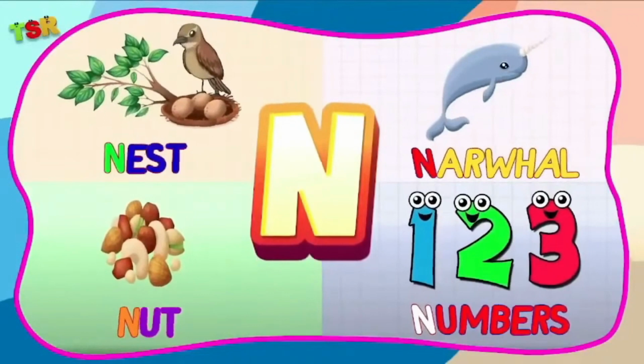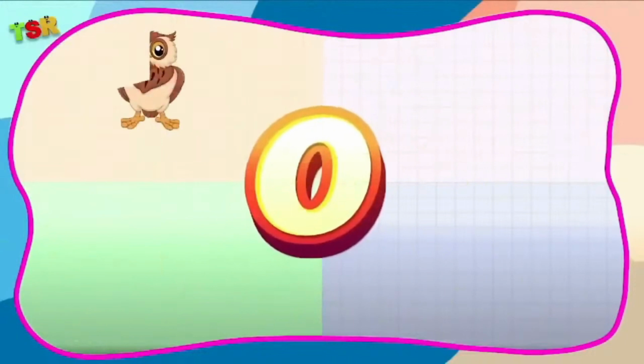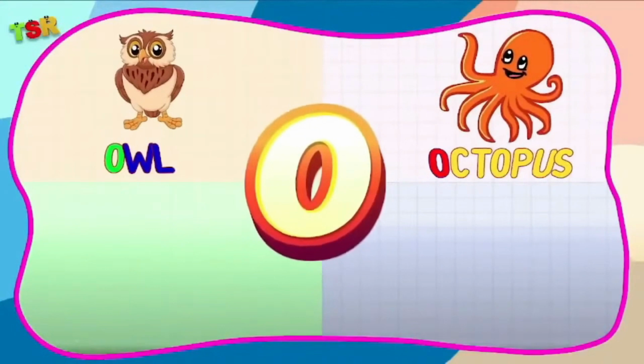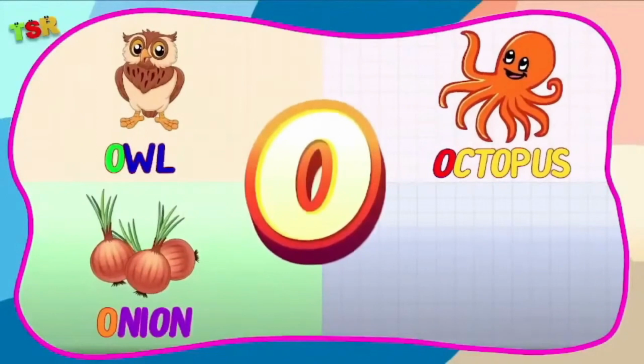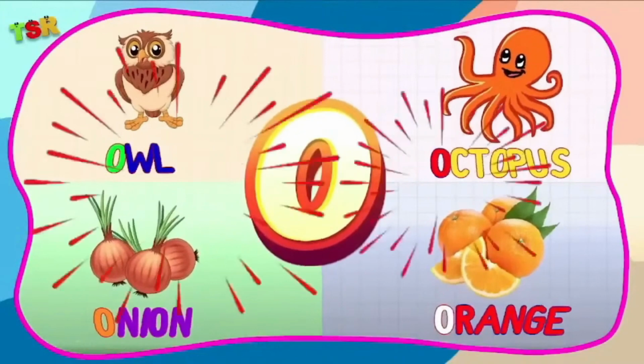Letter O is for owl. Owl. Octopus. Octopus. Onions. Onions. Orange. Orange.